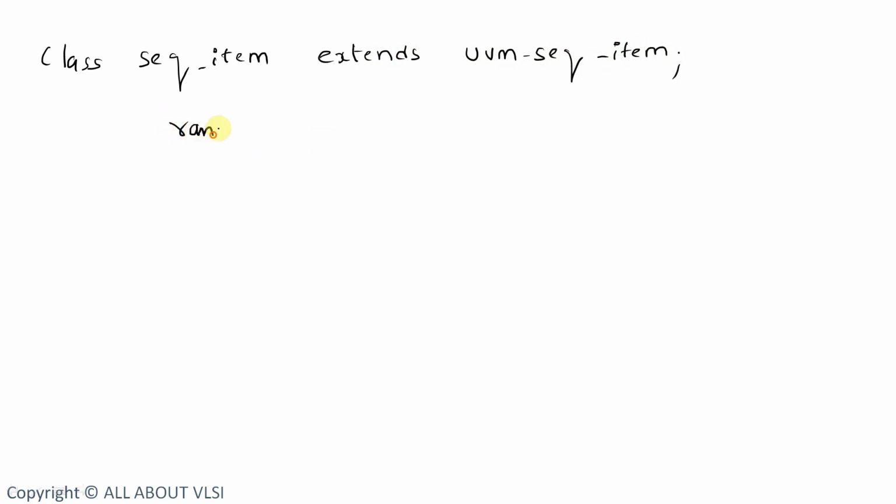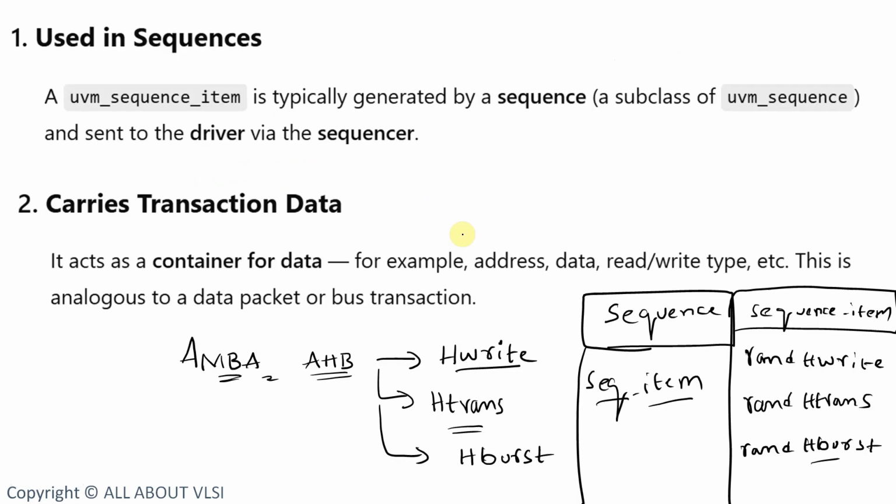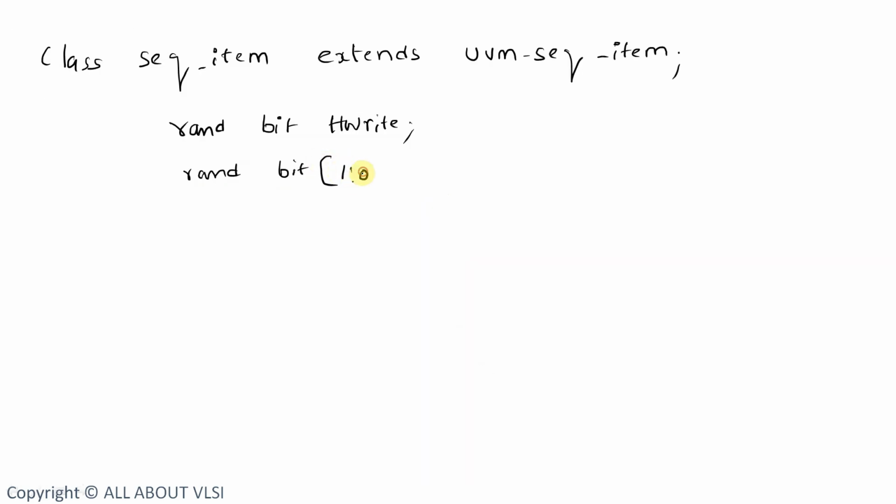So the data items which we want: what do we need? HWRITE. So it is rand bit HWRITE, and what else do we need? Rand bit HTRANS, it will basically be 2-bit width. So this will be according to the protocol. Okay, so you can just watch the recordings of our AHB protocol. So we have rand bit [2:0] HBURST. So these are the signals which we have in our sequence item which has been declared.